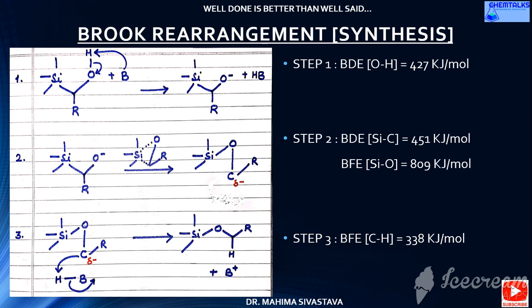Now comes step 2. Step 2 involves the migration of the silicon-carbon to a silicon-oxygen bond, and this occurs through a pentavalent or pentacoordinate, as I had also said earlier, pentacoordinate silicon transition state, and it has a partial charge on it.